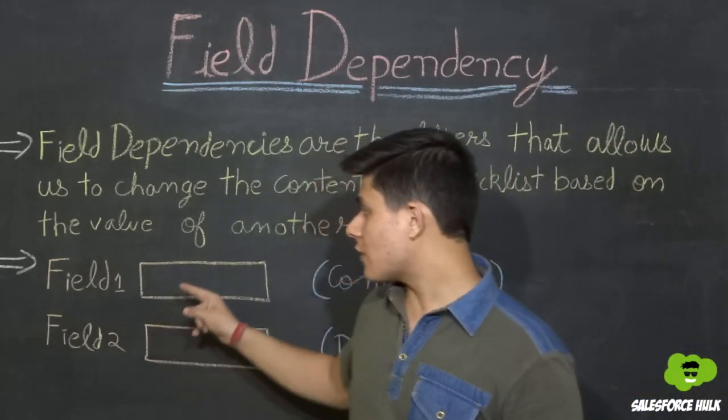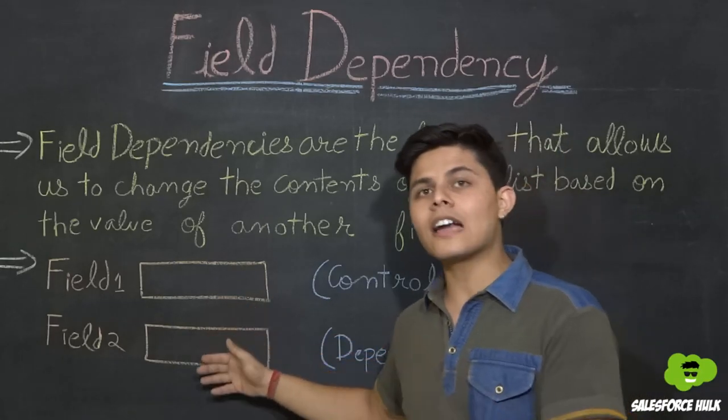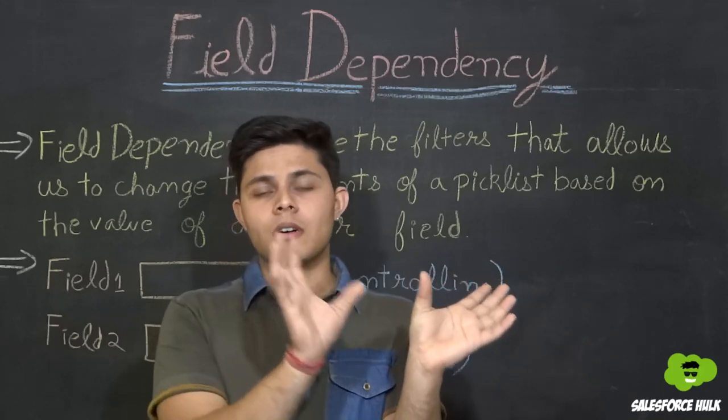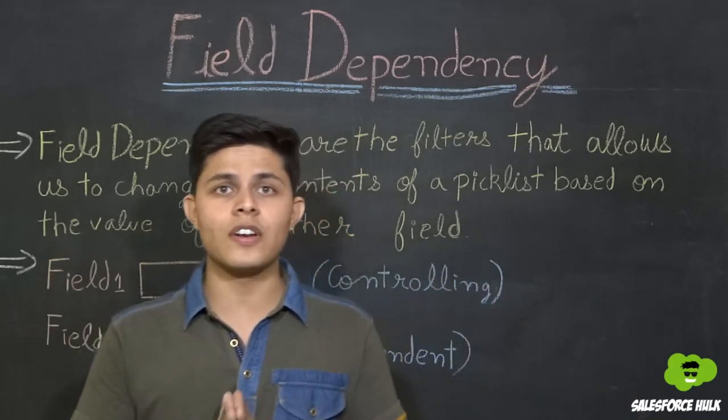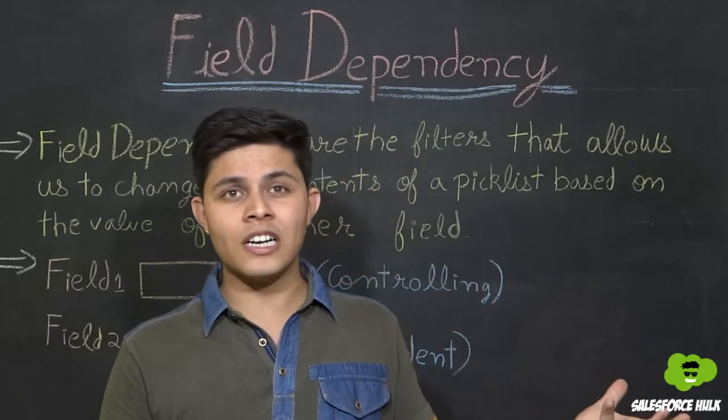This means that whatever value there is in field 1, there'll be values according to that only in field 2. So we are controlling a field's value by the value of another field. This is what field dependency does. Now let's have a look at when we need to use field dependency.